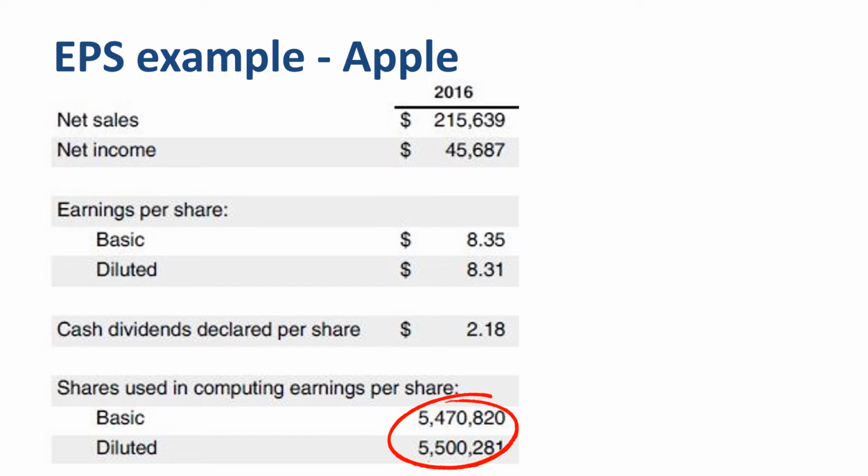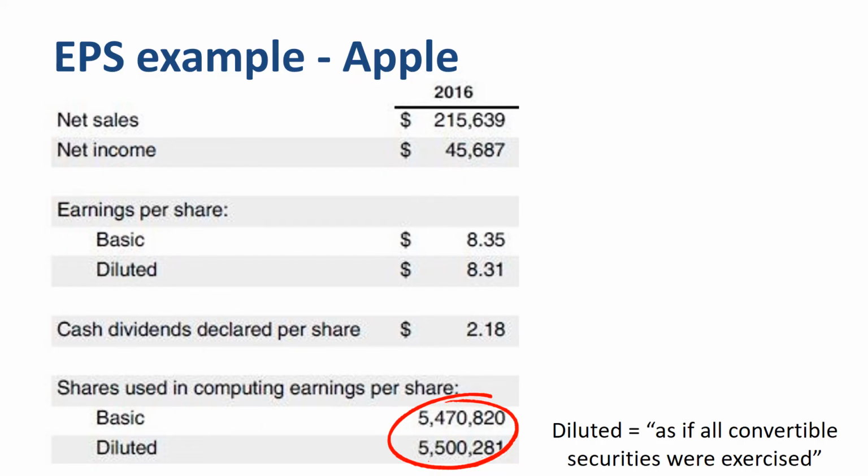The basic number of shares is the number that currently exists. The number below it is the number that could exist if all convertible securities were exercised at the earliest point in time. Things like stock options, convertible debt and warrants.